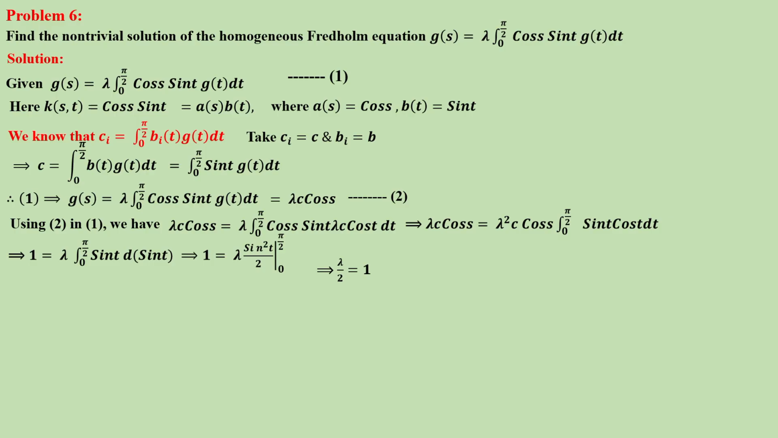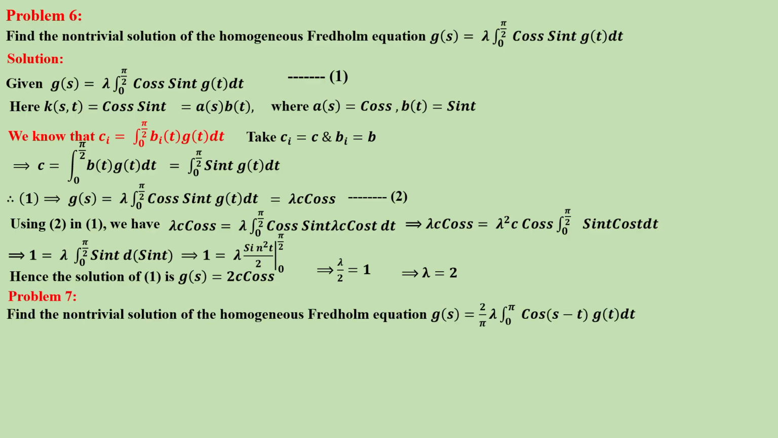So we get λ/2. When substituting the lower limit, sin² 0 is 0. So you will get λ/2 = 1. λ = 2. Hence the solution of 1 is g(s) = 2c cos s. That is the non-trivial solution.